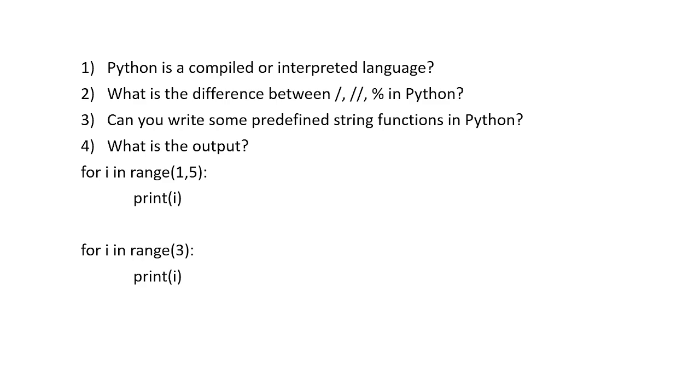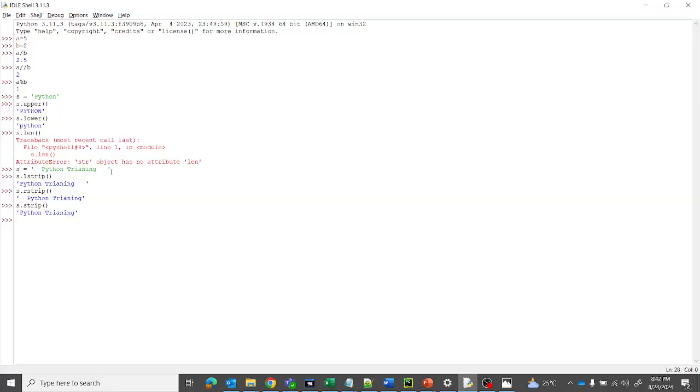Then, what is the output of these range functions in a for loop? For i in range 1 comma 5, print i. What will be the output? It will print from 1 to 4. In a for loop you have to remember that whatever higher boundary we give in the range, it will print one less than that. So 1 to 4 it will print.